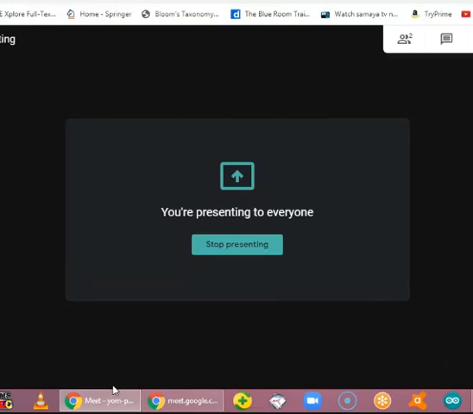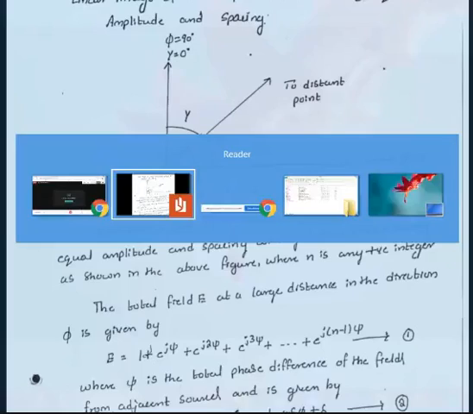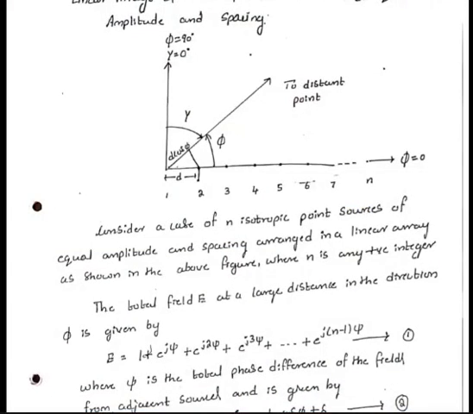In the previous cases, we have learned 5 cases. Case number 1, where we learned regarding the 2 point sources of equal amplitude and same phase. In the second case, 2 point sources of equal amplitude and phase difference, that is out of phase. In the third case, equal amplitude and quadrature phase. Fourth case, equal amplitude and any phase. In the fifth case, any amplitude and any phase difference. These were the 5 cases which we have learned, considering only the 2 point sources.